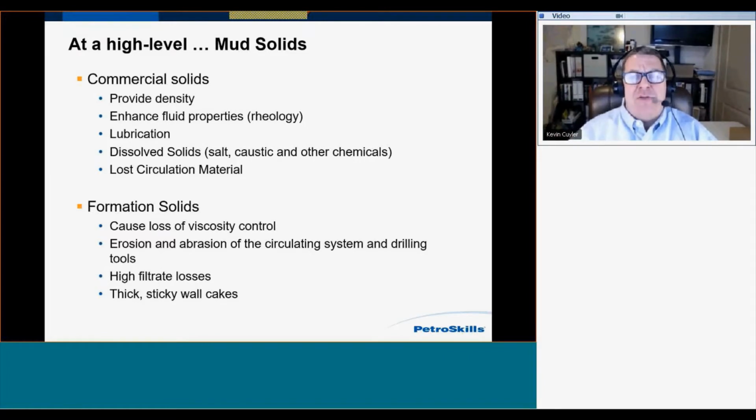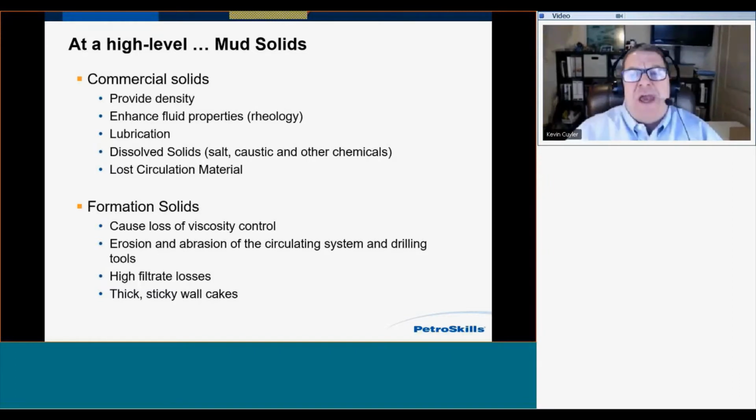We also have formation solids, and formation solids essentially are any solids that we pick up into our mud system from downhole. Some solids can cause a loss of viscosity control. Some are very, very abrasive and can damage the tools in our circulating system and our drilling tools. Sometimes, in a very dramatic case, we talk often about such rocks as pyrite, fool's gold, and pyrite will destroy drill bits. So that's one of them.